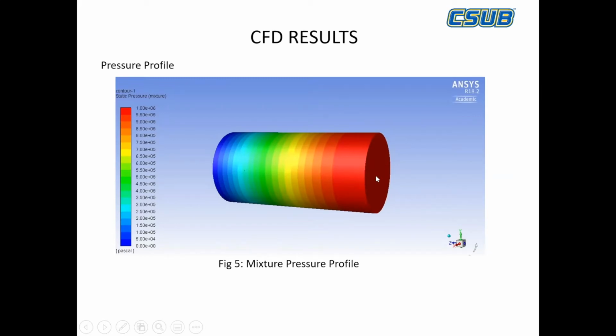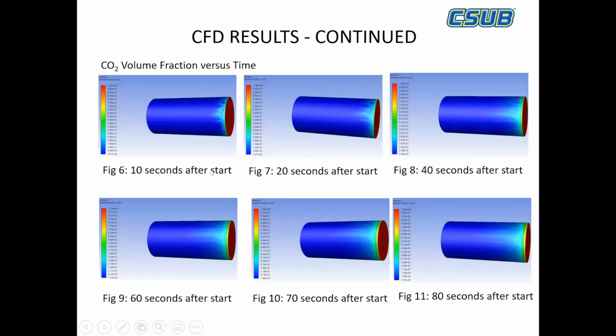So you have 1 megapascal gauge at the inlet and it drops to atmospheric pressure at the outlet. If you go to the next slide, we'll see how carbon dioxide starts flowing through the sample. So we had carbon dioxide at the inlet and nowhere else. So it was all blue, which meant that I had all water here. So the volume fraction of carbon dioxide was 0.